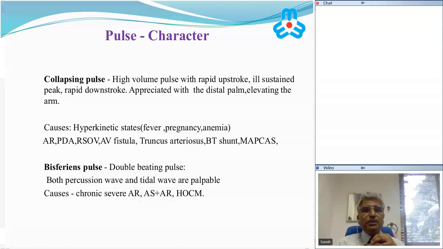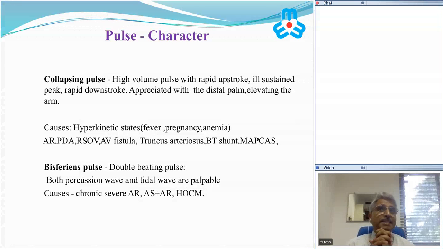Now we move to the character of the pulse. The character of the pulse refers to certain distinctive features of the pulse, which, as we describe, will become evident to you. For instance, you have the collapsing pulse of aortic regurgitation, which is a high volume pulse with a rapid upstroke, ill-sustained peak, and a rapid downstroke. It is appreciated with a distal palm, and you should elevate the patient's arm to appreciate this. You are elevating it so that the subclavian comes in direct line with the aortic arch. So it's a high volume pulse with a rapid upstroke, ill-sustained peak, and a rapid downstroke.